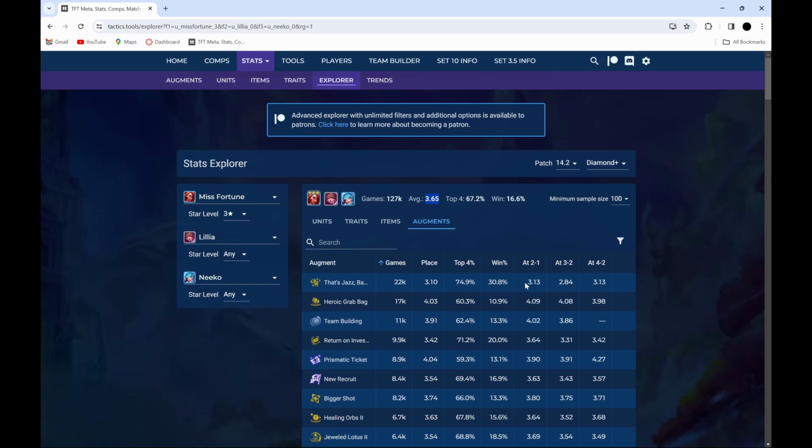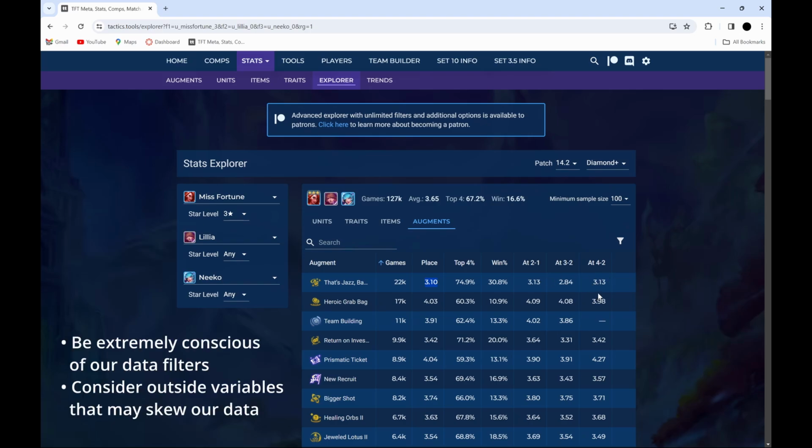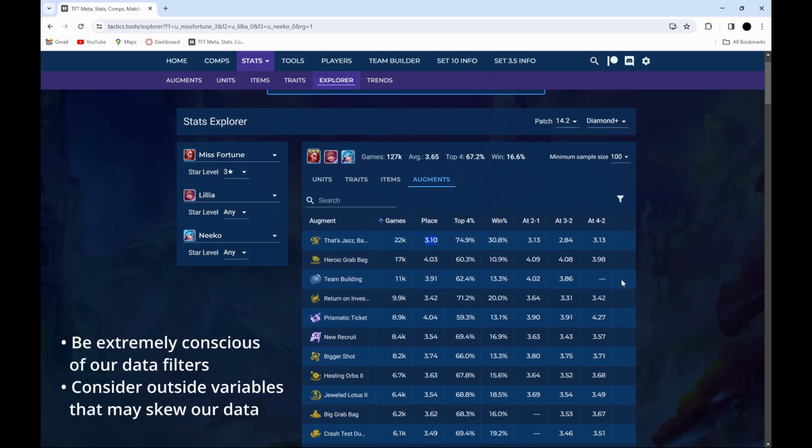However, if you look slightly deeper into the data, we can actually find that almost 20% of the time, this comp is being played with that styles augment, which changes the average placement from 3.65 to 3.10, right? So the correct conclusion we should be making from this data is not that Misfortune is a really strong comp, but that it's really strong with the DATS Jazz augment. If we don't have this augment, we should probably avoid the comp unless our spot is really, really good for it. So in conclusion, to avoid any bias in the selection process, we need to be extremely conscious of what variables we are filtering our data by, and be aware of any outside variables that might skew our data and lead us to incorrect conclusions.